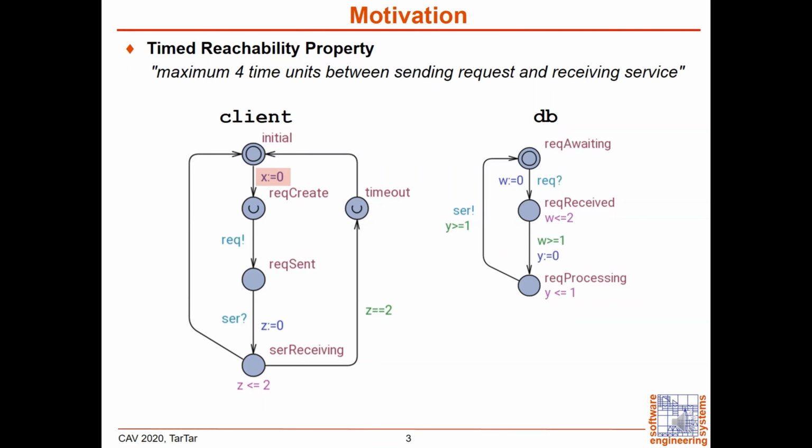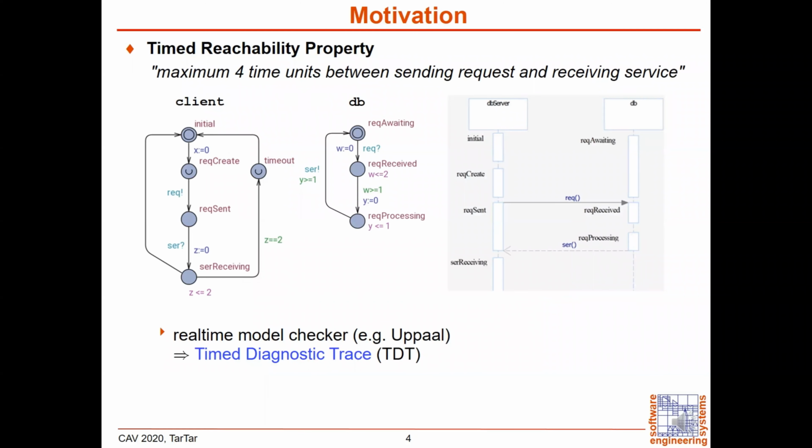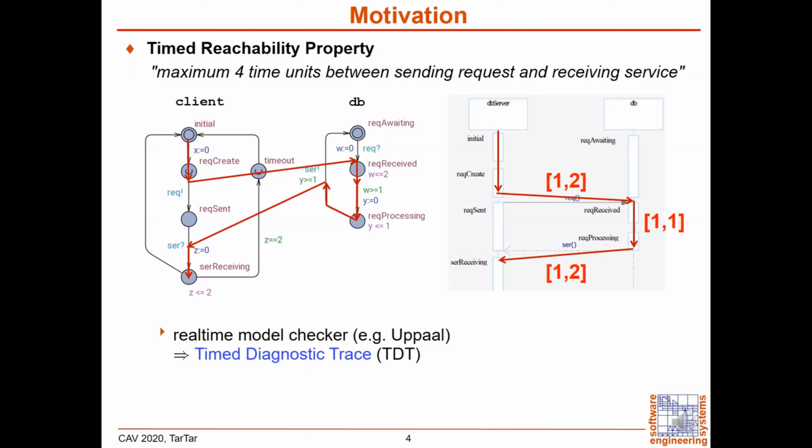The property that we want to ensure for this model is that between sending and receiving of a request are at most 4 time units. Therefore, we reset the clock x with sending the request and check it again in the receiving location. A real-time model checker such as UPPAAL will detect the following execution. First, the client creates the request and sends the request in 1 to 2 time units to the database. The database processes the request in 1 time unit and the response in 1 to 2 time units. Overall, the request can take up to 5 time units, which is above the 4 time units of the requirement. UPPAAL returns this counterexample as a time diagnostic trace, or TDT for short.